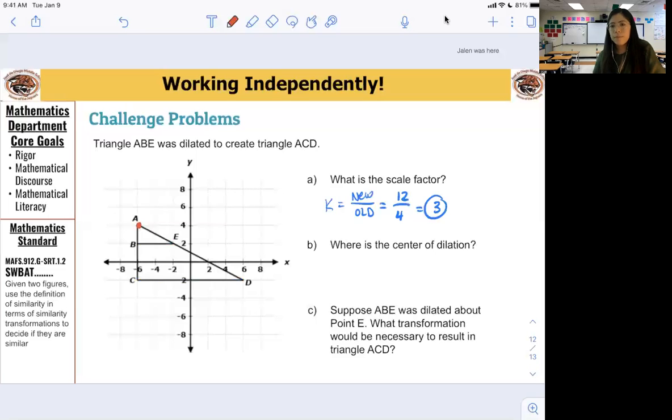Oh, they're on the same point. Yeah, they all lead to point A. Remember, that's what the center of dilation means. Sometimes you might have two triangles in completely different places, like one triangle over here and one out there, and you have to see where do they all lead? If you connect them all, where would they all lead? That would be the center of dilation. But in this case, the center of dilation is point A. -6, 4. Questions on that?